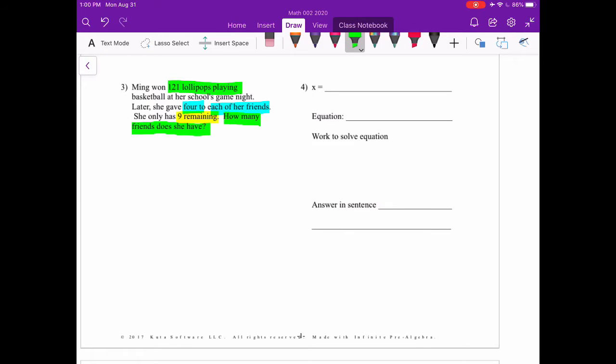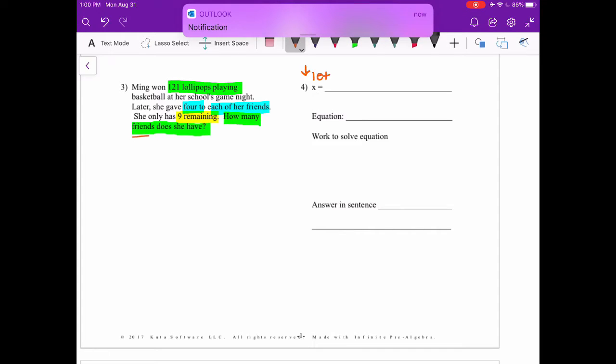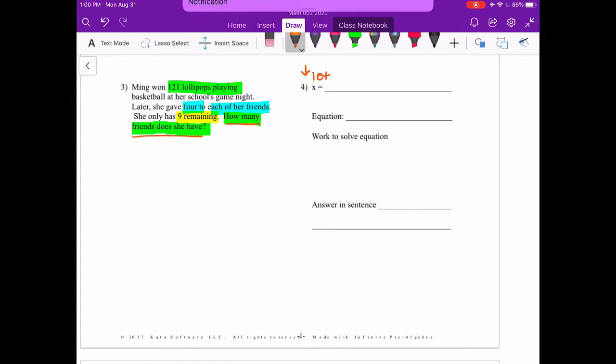Started with 121 lollipops. When I set up my variable first, we always write let x equal something. That x will always be from the question: how many friends does she have? So let's let x equal the number of friends that she has.